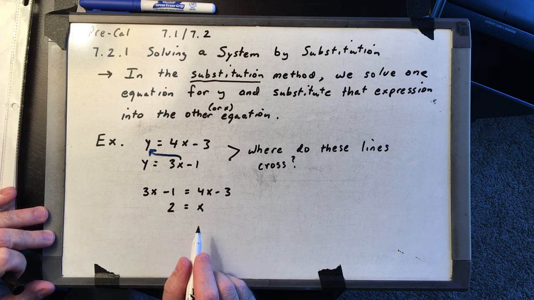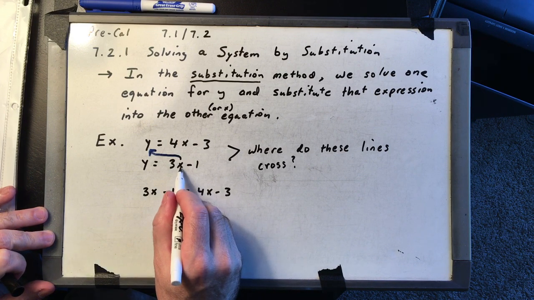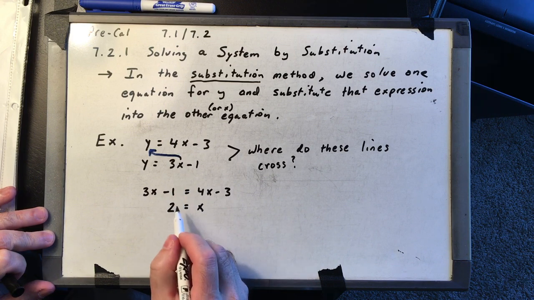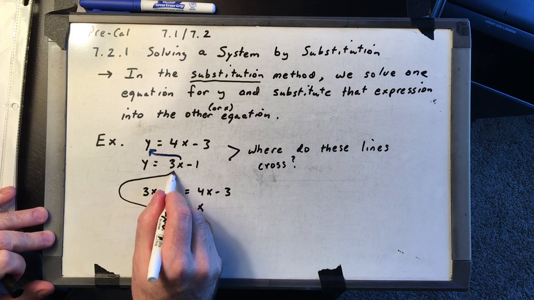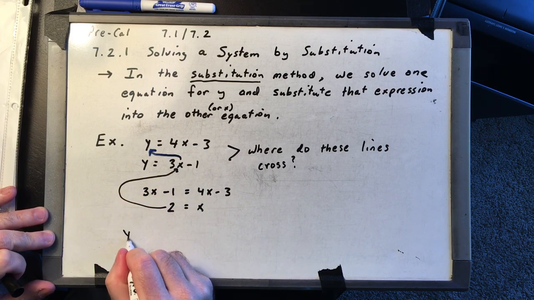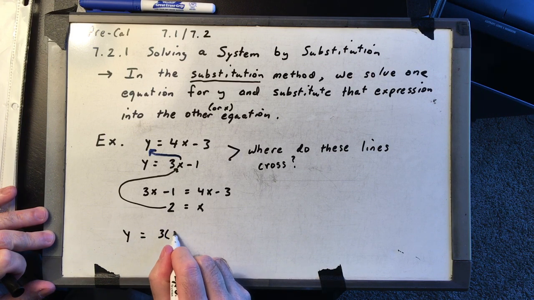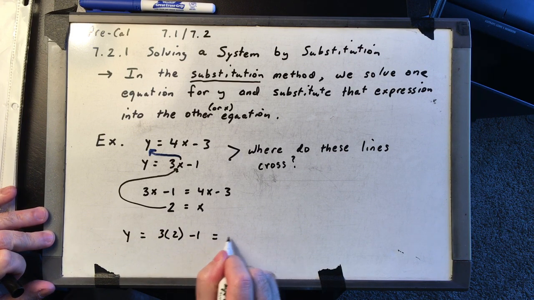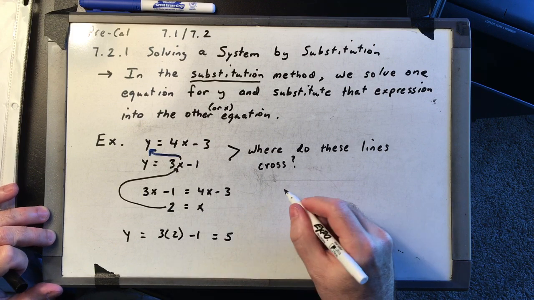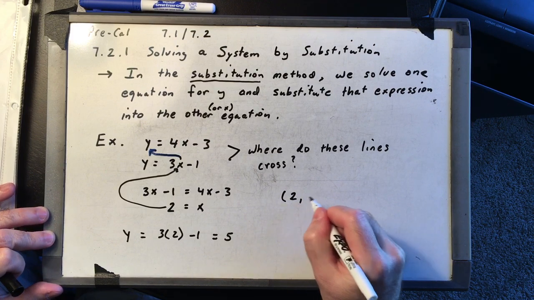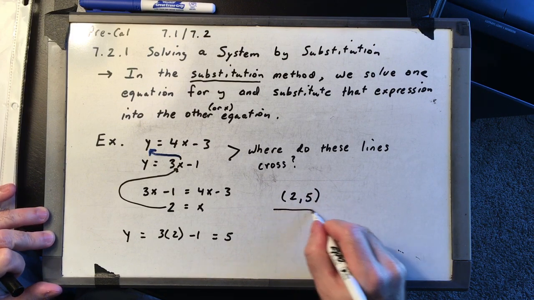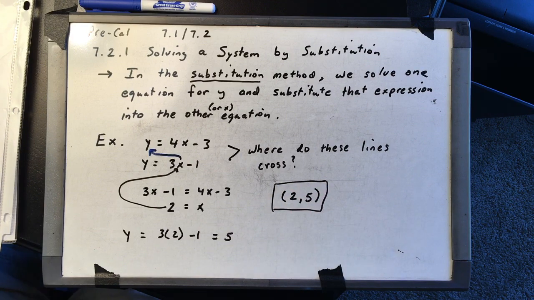How do we get y? We're just going to substitute our x value into one of the two equations. So how about that right there? We'd have y is equal to 3 times 2 minus 1, which is 5. So the way that you would show this answer is the point (2, 5). x is equal to 2 and y is equal to 5.